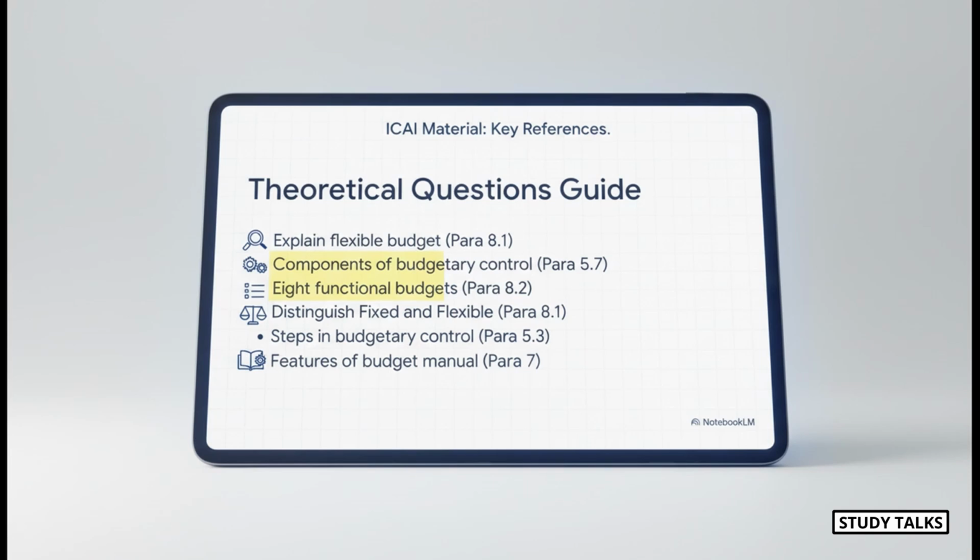And here's a quick exam hack for your theory questions. The ICAI material literally tells you where to find the answers. If a question asks you to distinguish between fixed and flexible budgets, you know to base your answer on Para 8.1. If it asks for the features of a budget manual, you go straight to Para 7. Use these references as a guide to structure your answers perfectly.